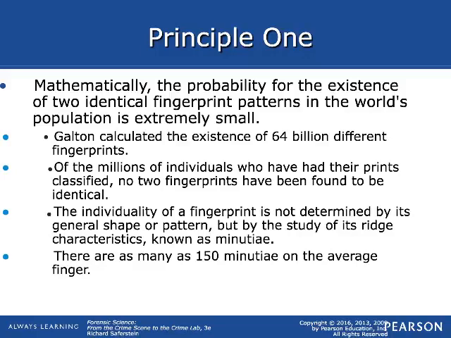Now, the individuality of a fingerprint is not determined by its general shape or pattern, but by looking at the ridge characteristics, and ridge characteristics are also known as minutiae. Ridge characteristics are things like, well, we'll talk about it in a second. Each finger could have up to 150 minutiae on it. So there's 150 different things that could be on there. It's kind of crazy.